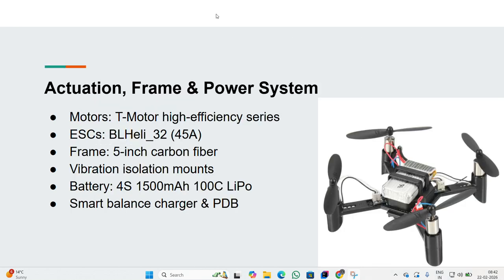Now here comes actuation, frame and power system. Motors: T-Motor high efficiency series are used in this. ESCs: BLHeli_32 rated at 45 amperes is used. Frame: 5-inch carbon fiber, with vibration isolation mounts. Battery is a 4S 1500 mAh 100C LiPo battery. A smart balance charger and PDB are also used.